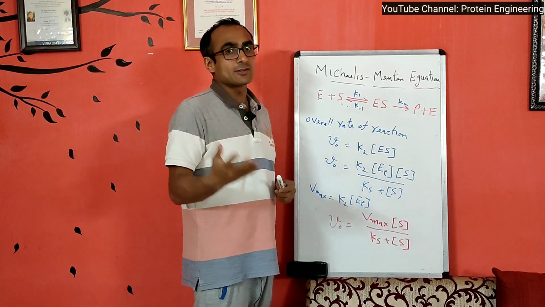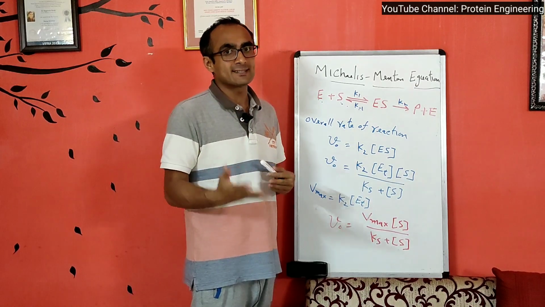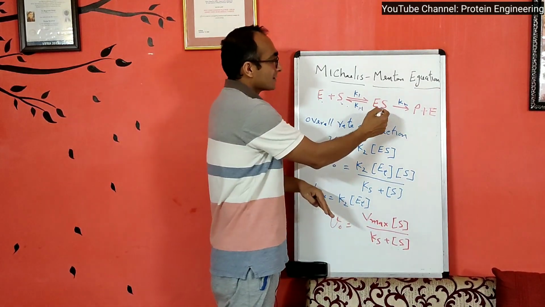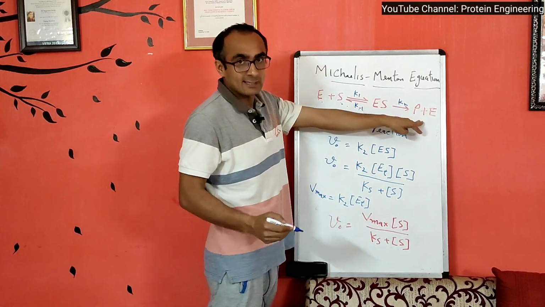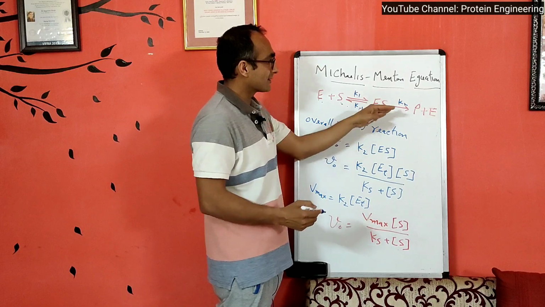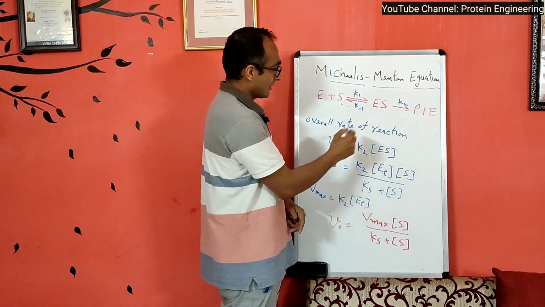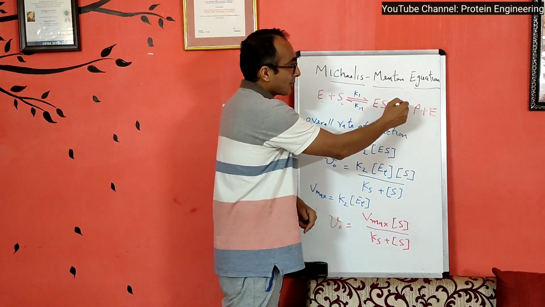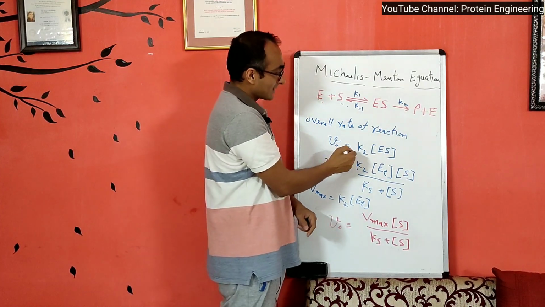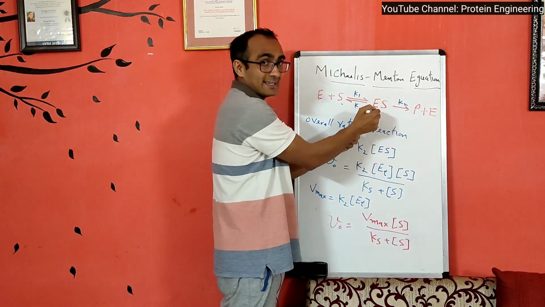The overall rate of the reaction would depend on the slowest step of the reaction. So in this case, conversion of ES to product and free enzyme is the slowest step. So it means the rate of this overall reaction V0 would depend on this rate constant K2. So V0 is equal to K2 times ES.